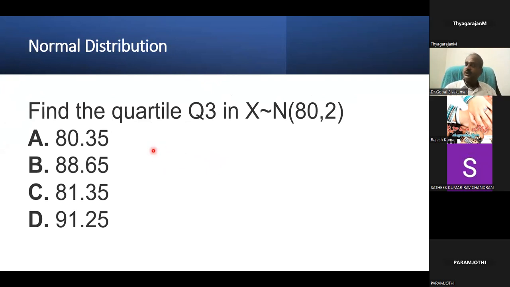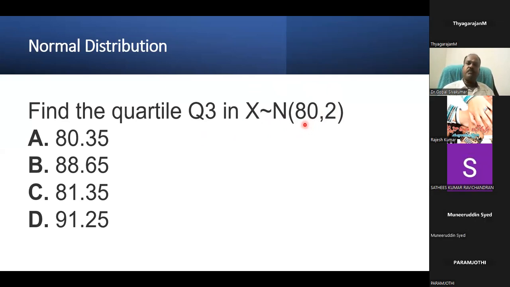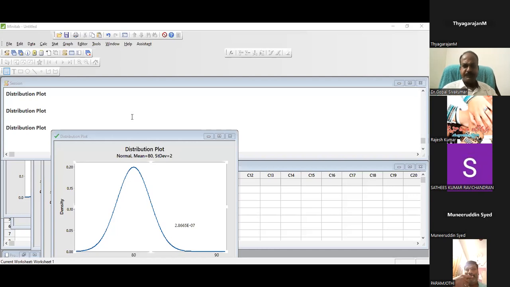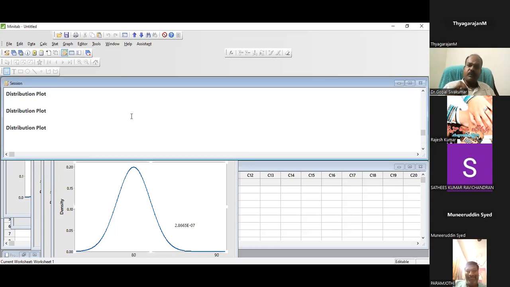Right. So now, I hope you can all see my screen, and try to answer this question. Find quartile 3 in a distribution which is normally distributed with a mean of 80 and a standard deviation of 2. And why have all of you switched off the video? Because the questions are becoming tough? Now you all should be very active.